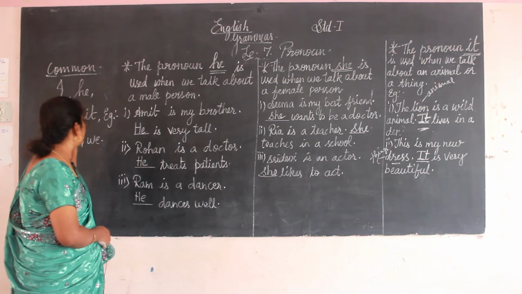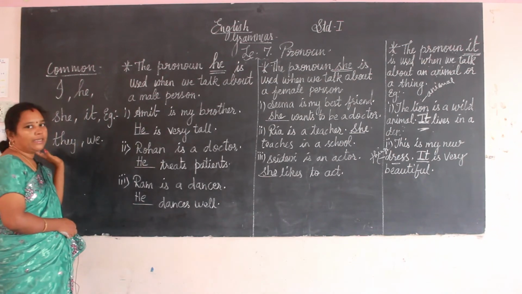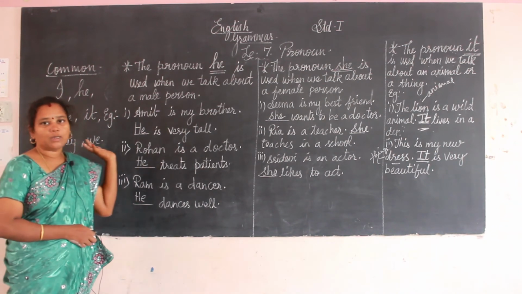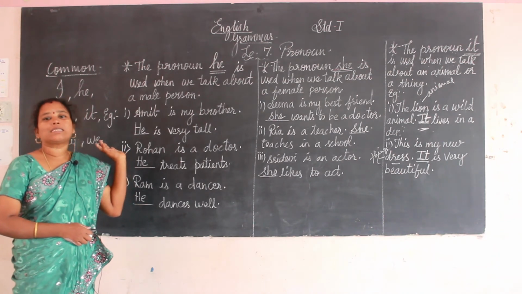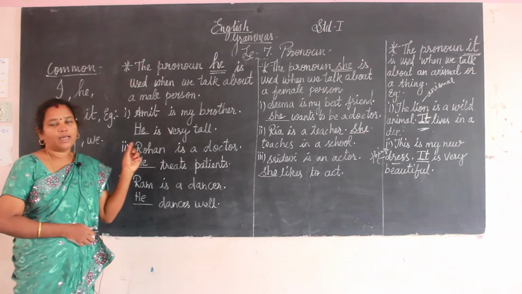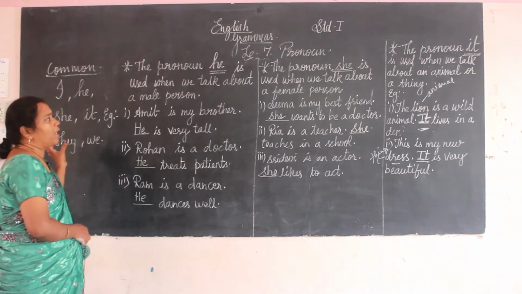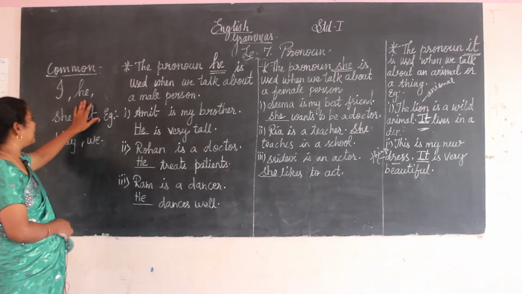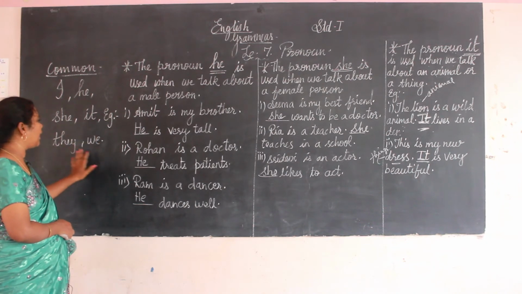So first onwards I am telling you, what is a pronoun? A pronoun is a word which is used instead of a noun. Okay? நவுனுக்கு பதிலா நம்ம யூஸ் பண்ற ஒரு word தான் pronoun. So common pronouns என்னது அப்படினு பார்த்தா I, he, she, it, they, we.